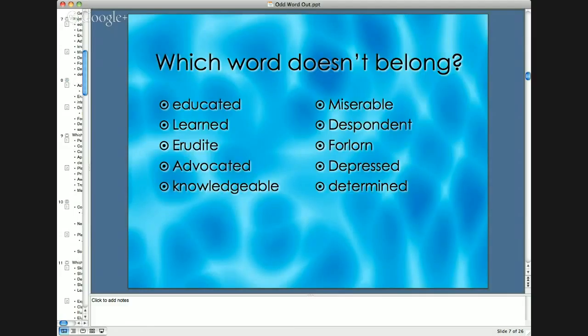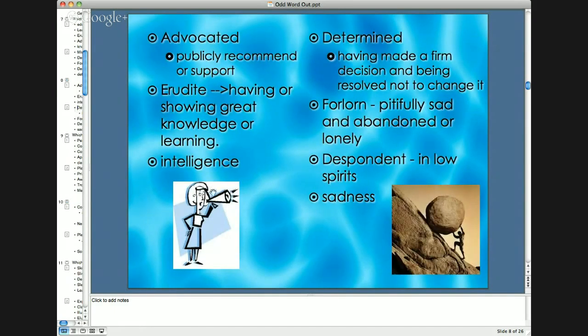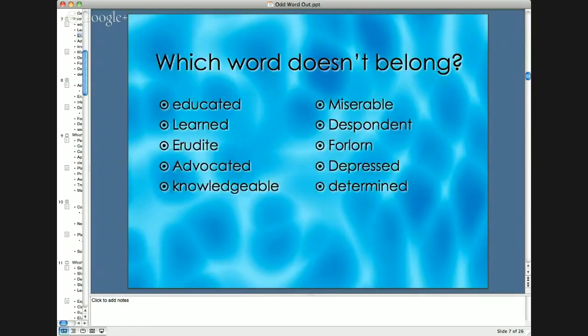And the answer? Advocated. This means to publicly recommend or support. So all the other ones have to do with some sort of intelligence. And just so you know, erudite means having or showing great knowledge or learning. Educated, learned, erudite, knowledgeable.